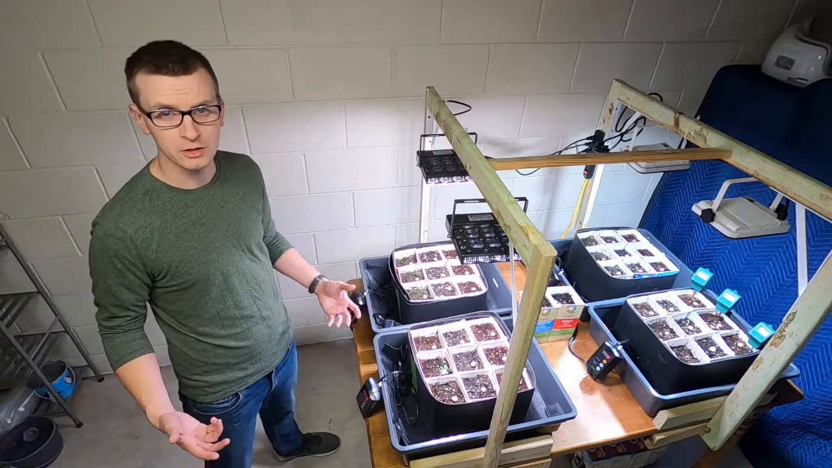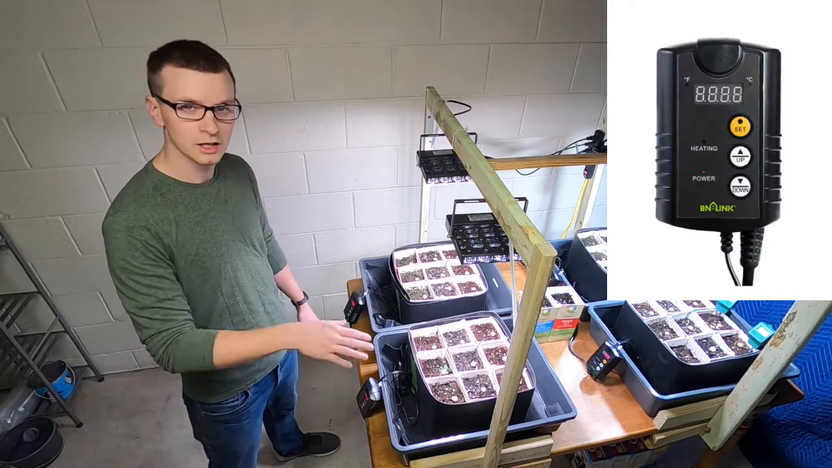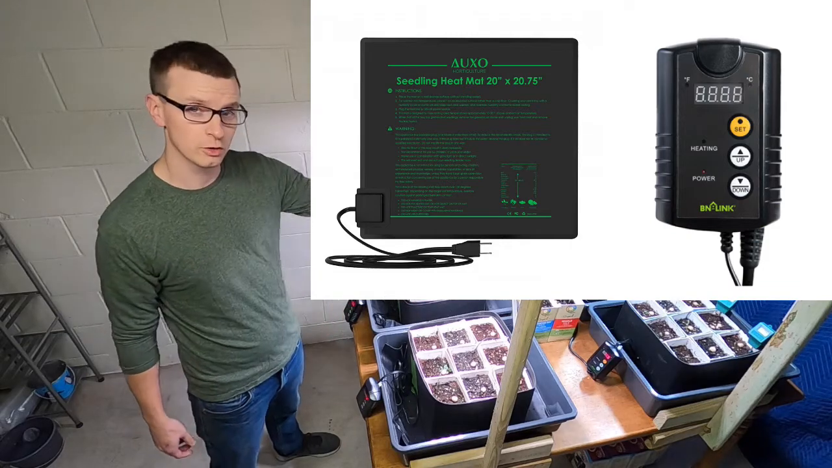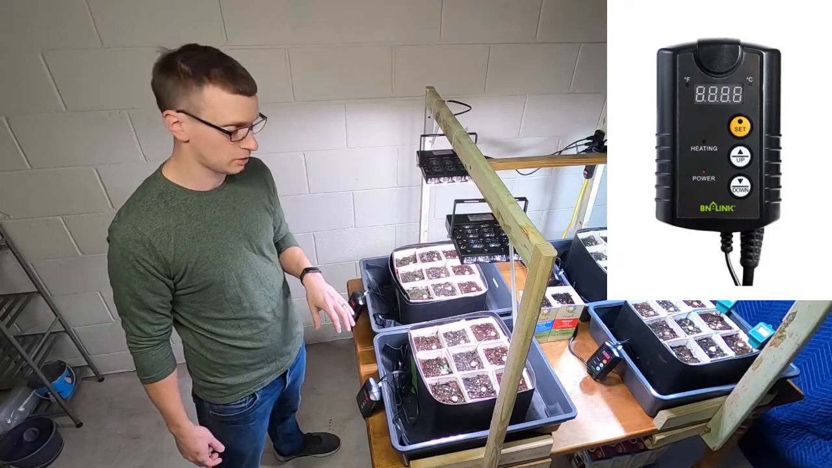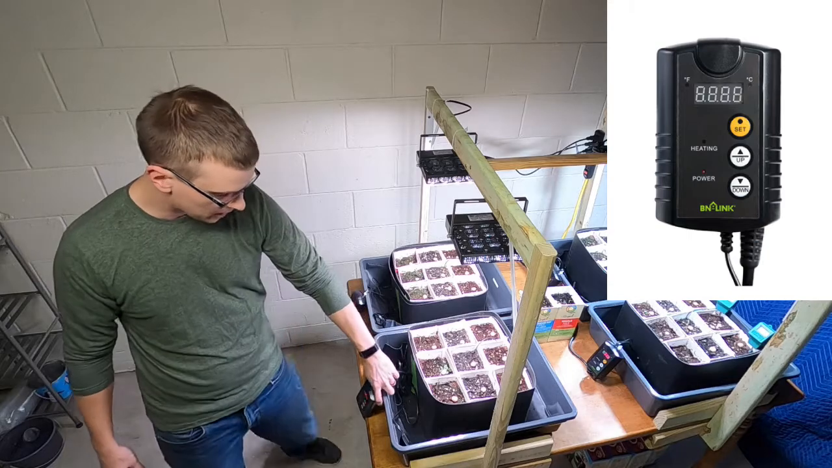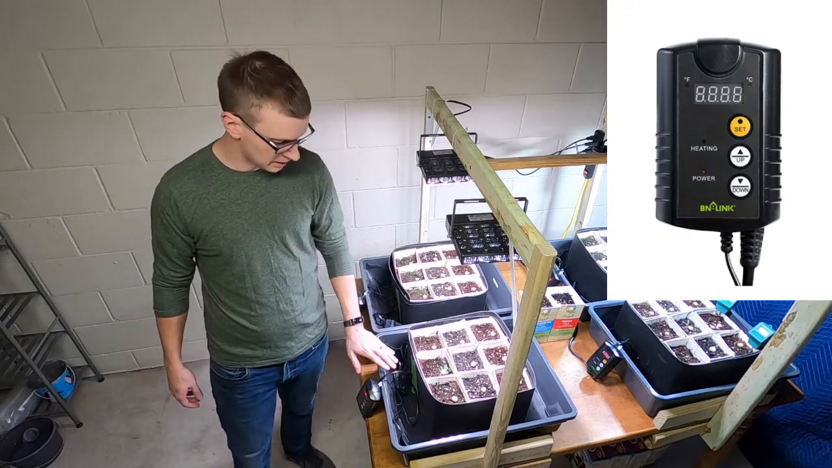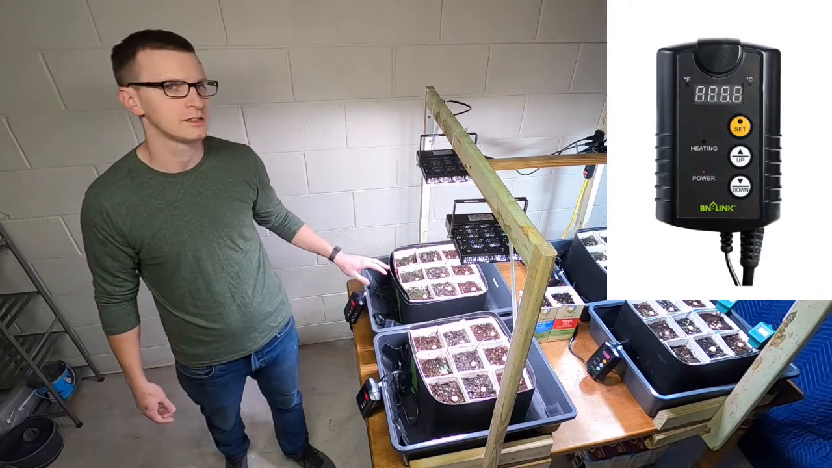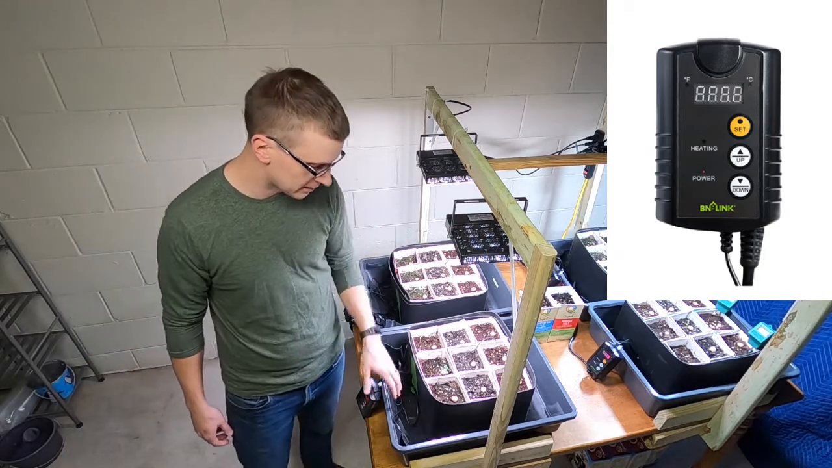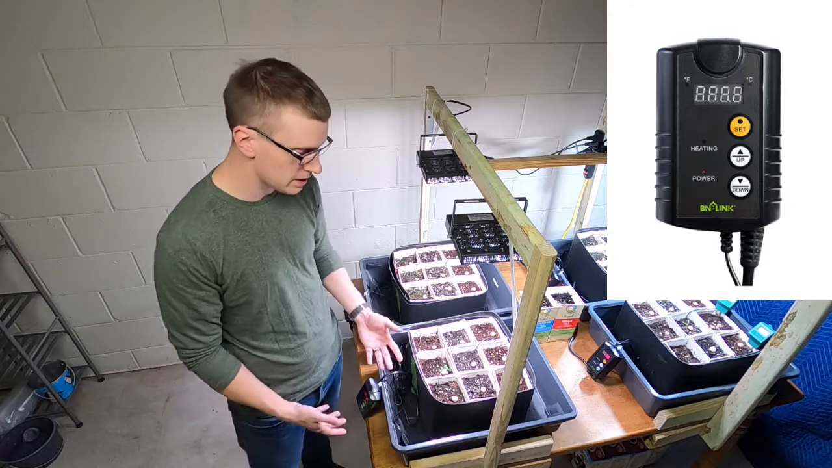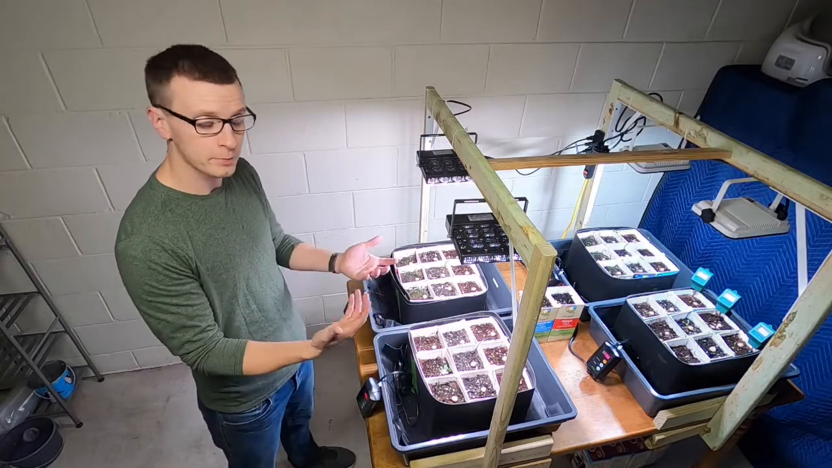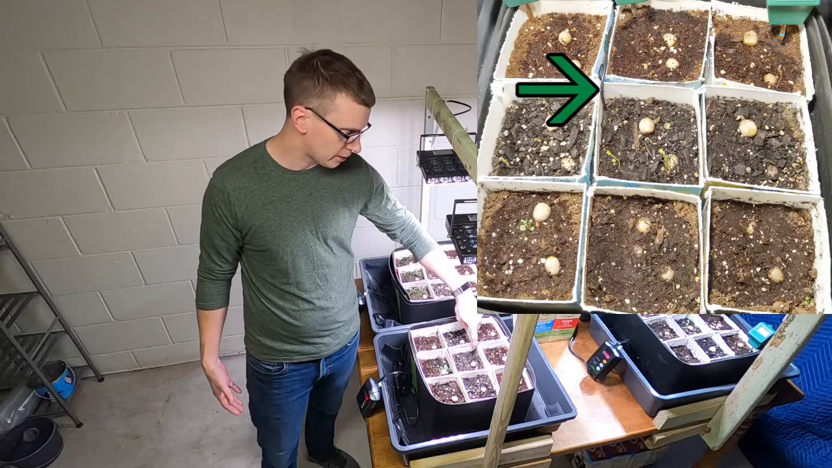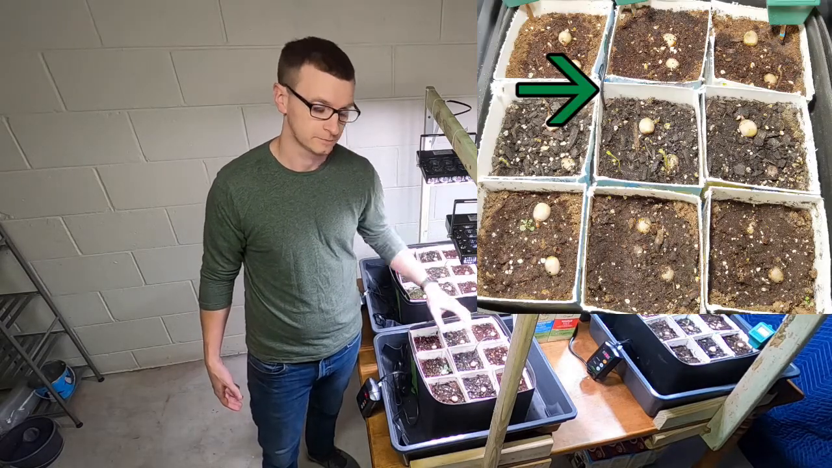So the way we control temperature is with a temperature controller, a heating mat, and a thermocouple or temperature sensor. Each of our four little groups has its own temperature controller. The temperature controllers here, this one and that one, are both set to 75, and this one and that one are both set to 65. Each one has its own individual heating pad underneath. That means we're only heating from the bottom up. And then the thermocouple, or the temperature sensor, is halfway into the dirt in the middle carton.